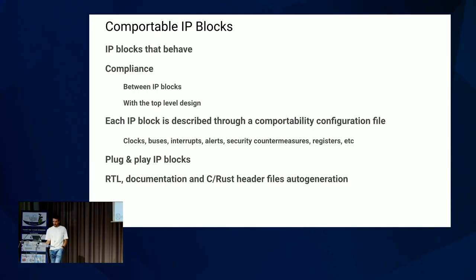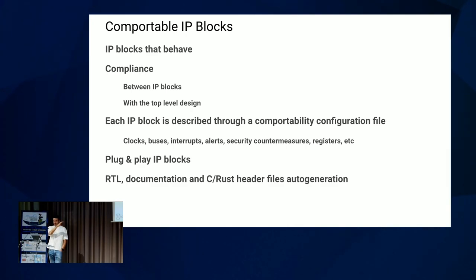Comportable IP blocks. Comportable IP blocks is an OpenTitan term. It's basically IP blocks that behave, nice behaving IP blocks. And that basically means that it's mostly about compliance between the IP blocks themselves.